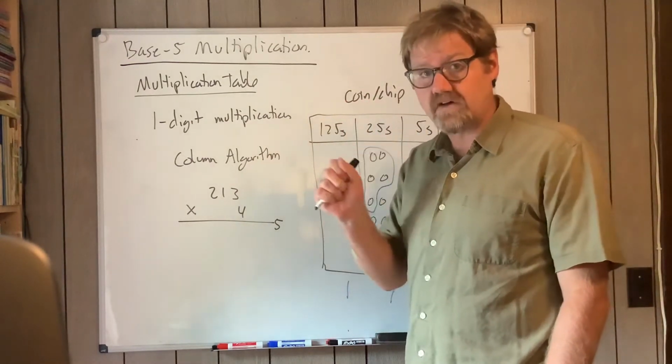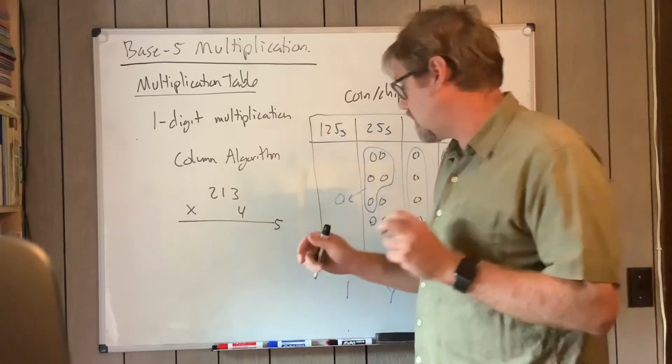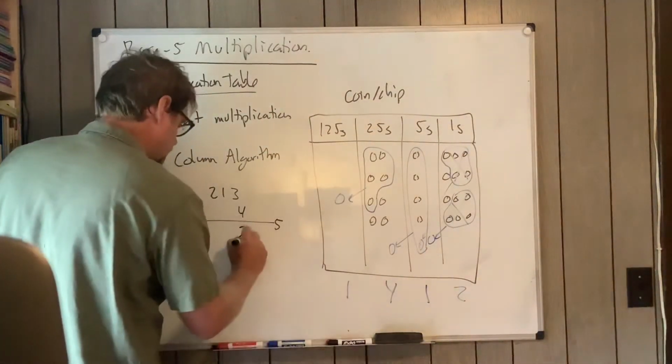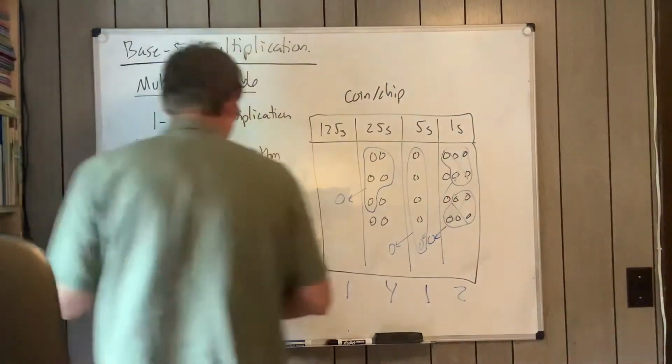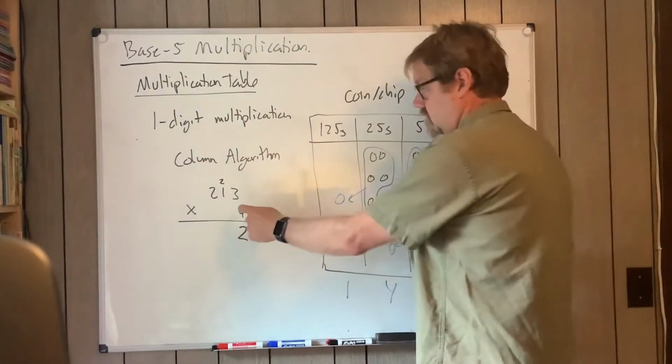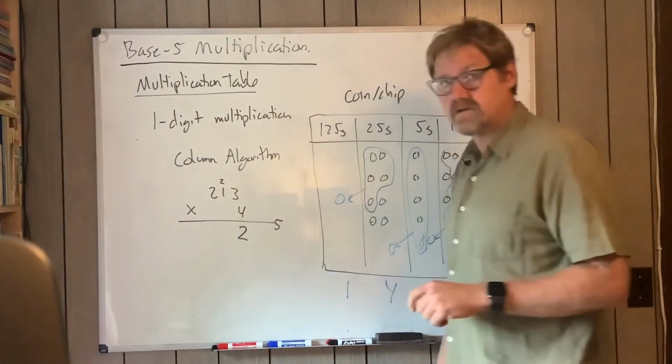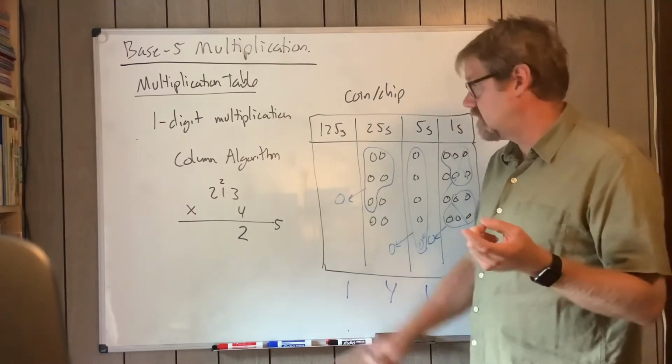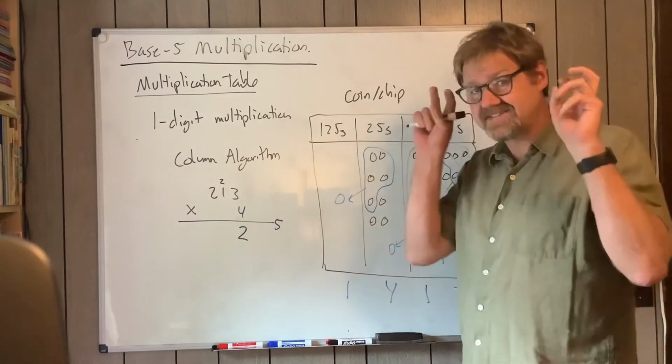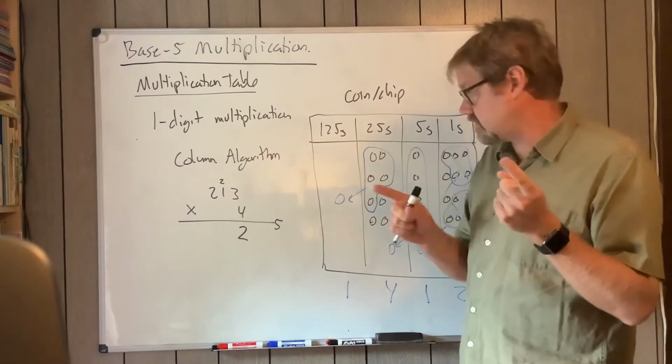base 5? 12 means 2 nickels and 2 pennies. So I'm going to do my 2 pennies there and 2 nickels there. 4 times 1 is just 4, plus 2, right, is 6 in our head, which is 1 nickel and 1 penny.